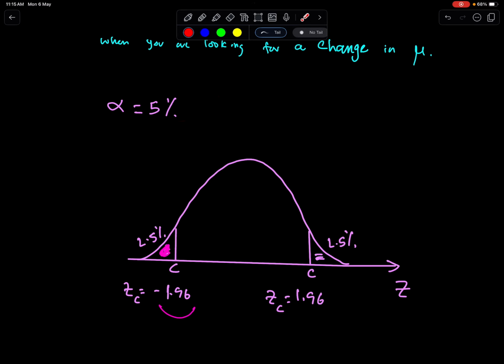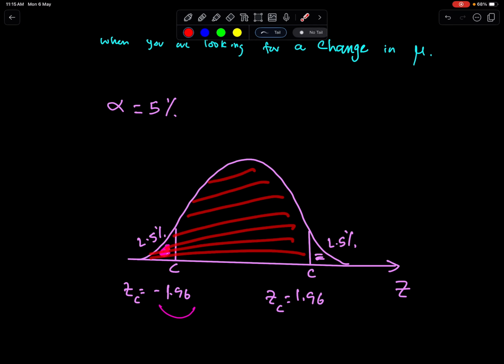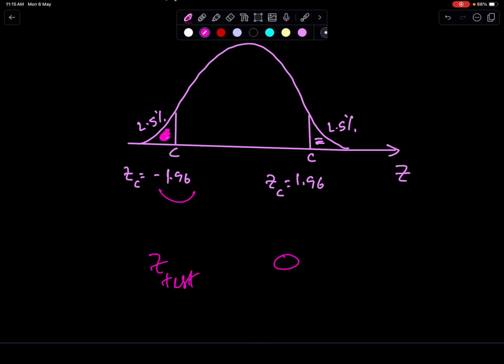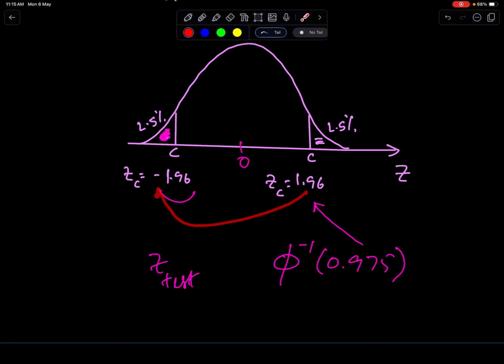If you are using the normal distribution table, then get this area, 97.5%. Phi inverse 0.975. And you'll get this value. And this value is the same on the other side, just put a negative sign.